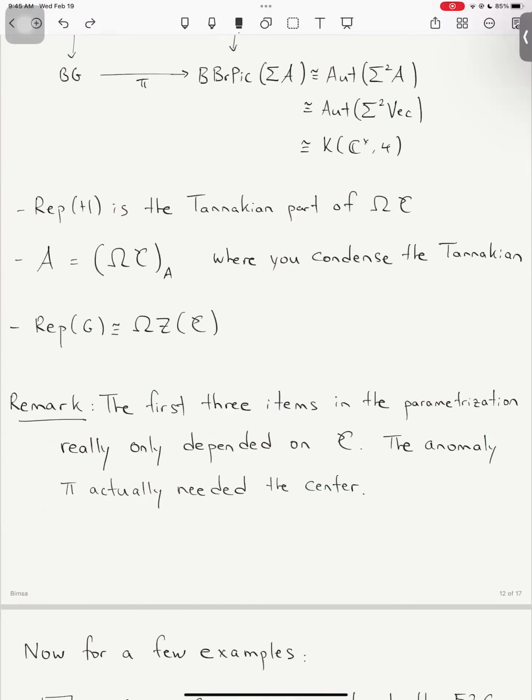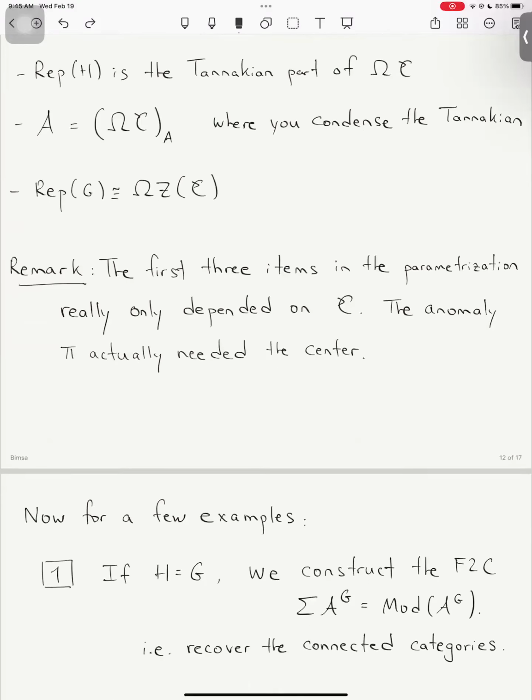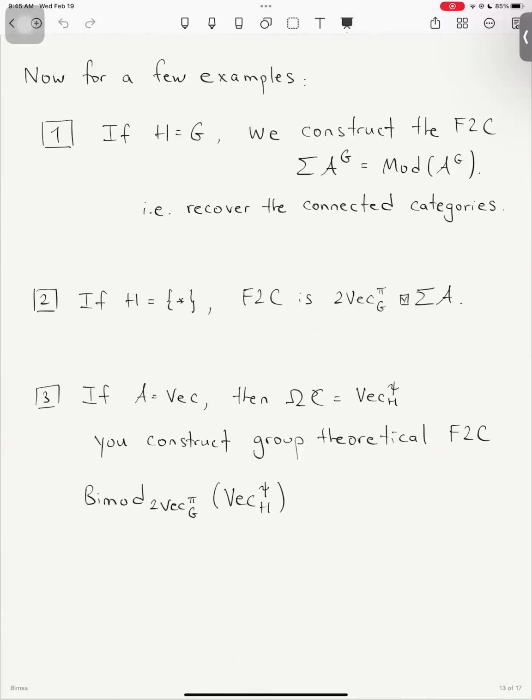So in particular, if H equals G, then you can construct the fusion 2 category, which looks like, well, you take A, you equivariantize by this, and then you suspend. So then you get all the connected ones.